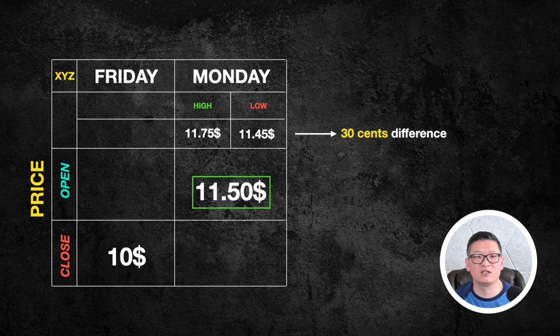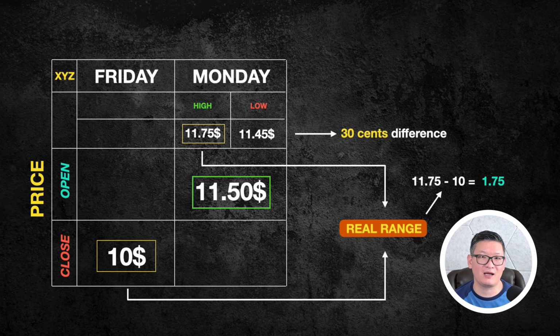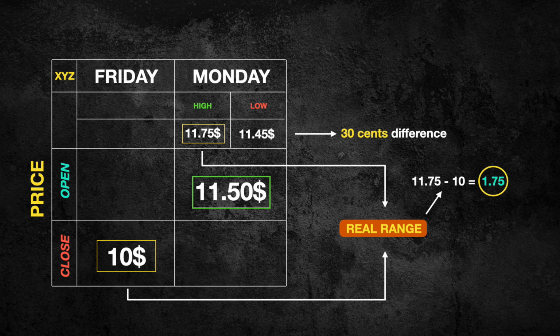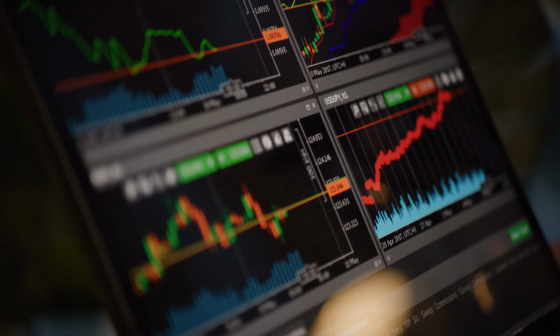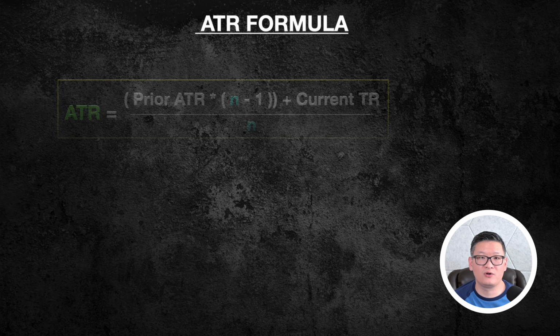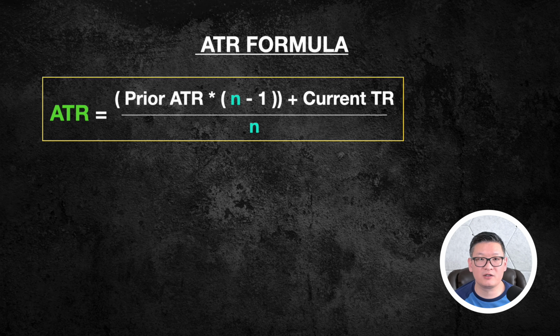ATR fixes this by including the gaps in the calculation and does provide more accurate volatility data. In our case, the real value would be 175. Nowadays, we don't really have to worry about how the ATR is calculated because the charting softwares will do this job automatically for us. However, for those interested, I can briefly explain how it's done. Following is the formula of how ATR is calculated.